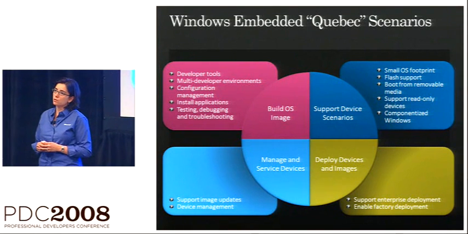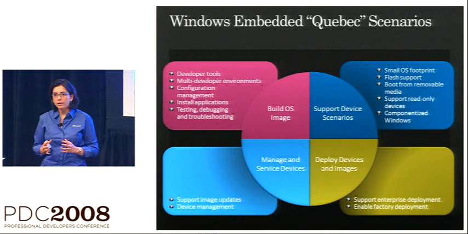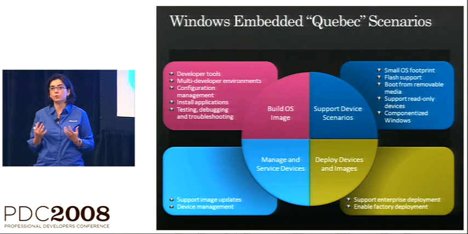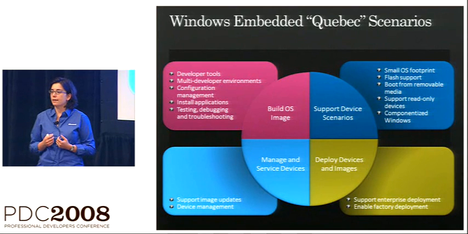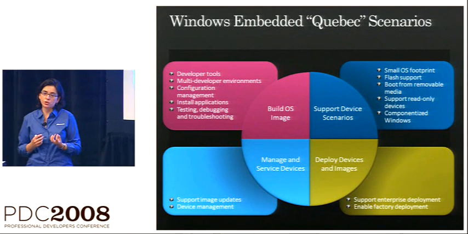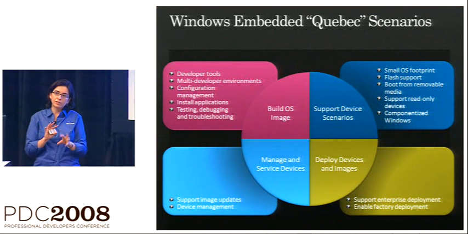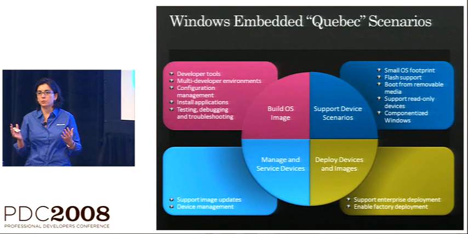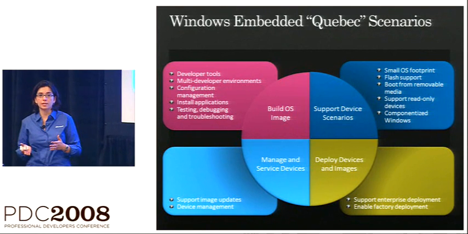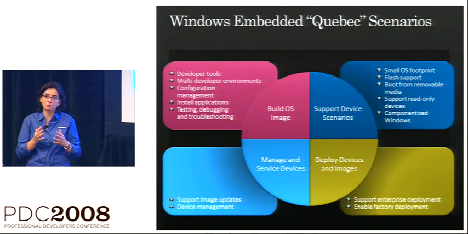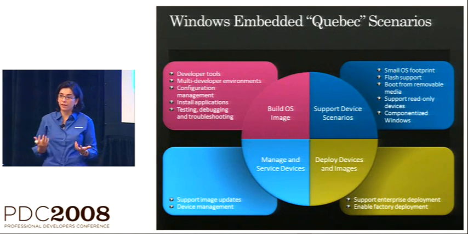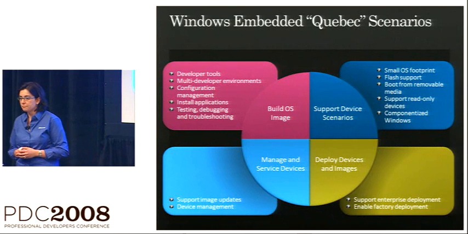And in addition, you can use our product to build smaller footprint Windows images. We support flash booting from removable media. And because it's a componentized version of Windows, you can pull in the stuff that you really need for your device scenarios and for your application scenarios and leave the rest out, which means you will have lower servicing costs at the end of the day. There will be fewer things to maintain, right? And your reliability is increased because the chance of failure is decreased.